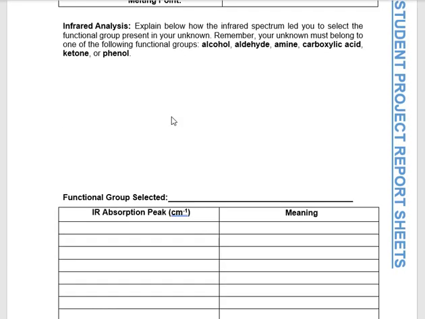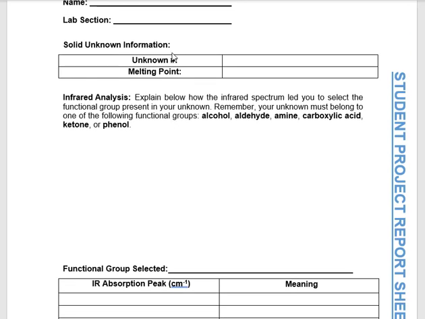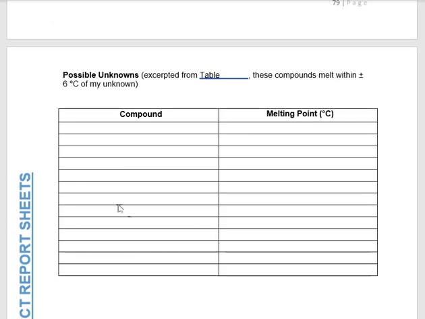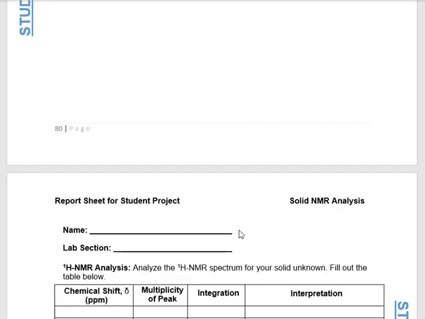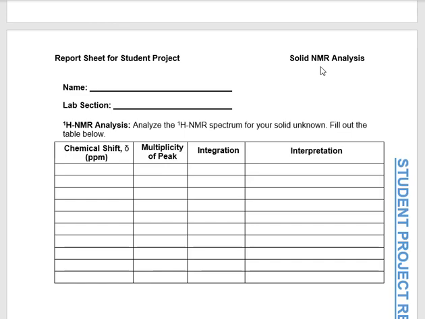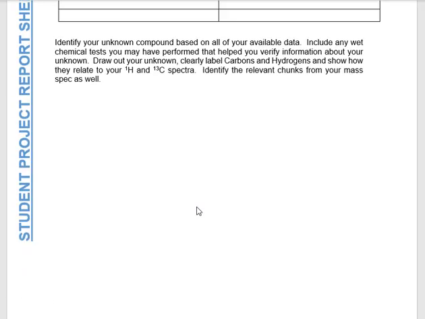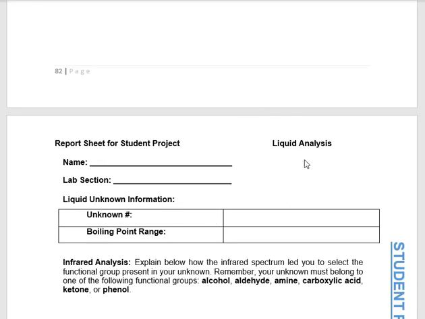The IR will give you that functional group, and then we will be providing you with either the melting point or the boiling point. So from there you say, okay, based off the melting point, the boiling point, and the functional group, I have about 3 to 6 options. Then here you're also going to see where you analyze the NMR, whether it's proton NMR or carbon-13 NMR. Then you're also going to analyze the mass spec. Make sure that you read through these, answer all the relevant questions, and then essentially repeat this process for the liquid unknown that you are given.